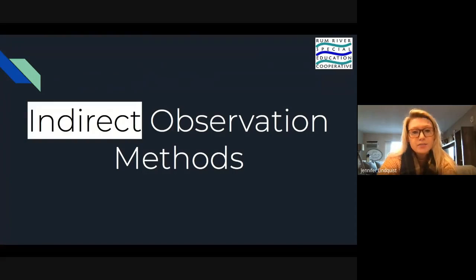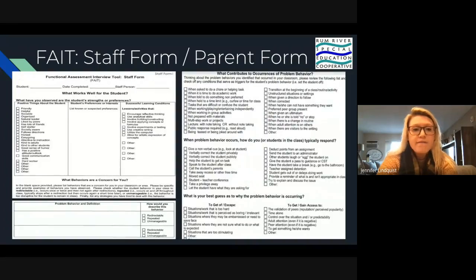Some indirect observation methods. We have the FAIT, the Functional Assessment Interview Tool. And there's two different forms for this one. You can give it to a staff or you can give it to a parent to fill out this information and get a different perspective on a target behavior.